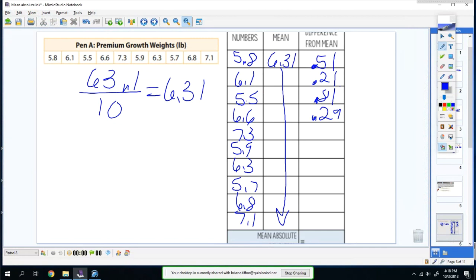7.3 minus 6.31, 0.99. 5.9 minus 6.31. 6.3 minus 6.31. 5.7 minus 6.31.